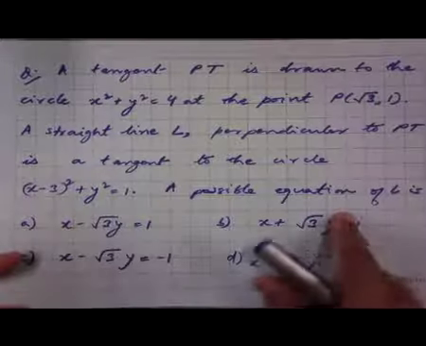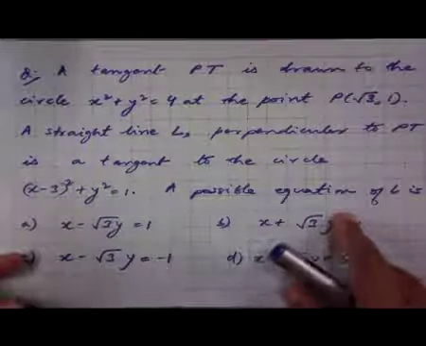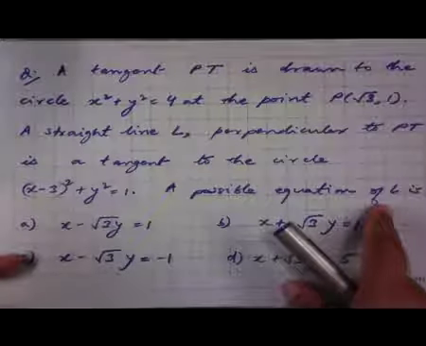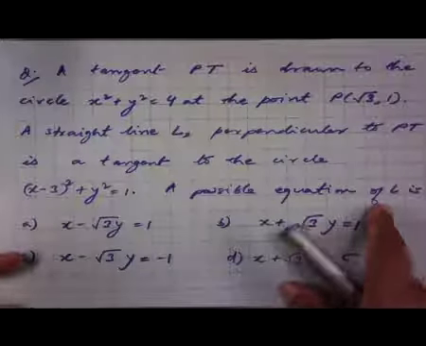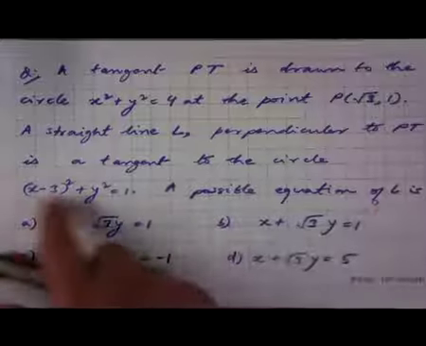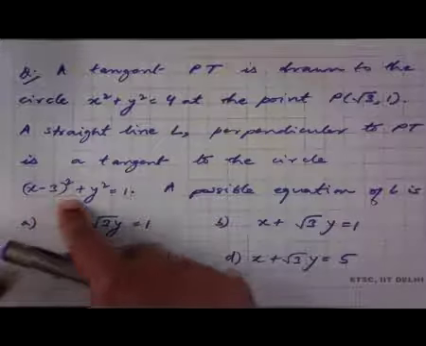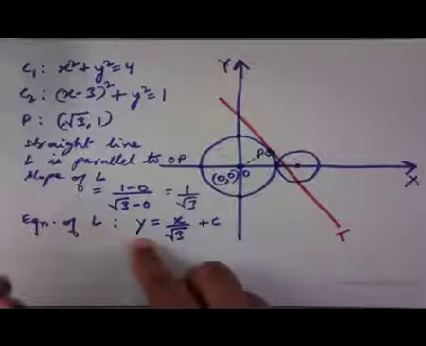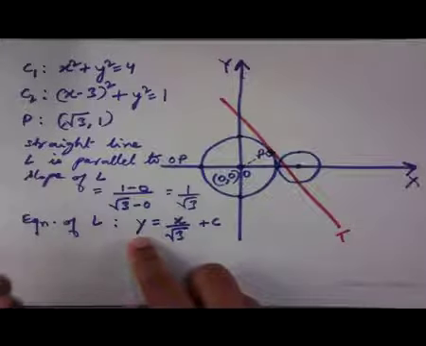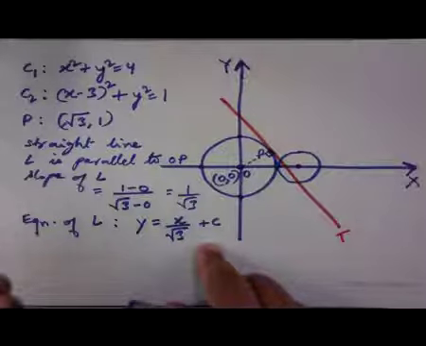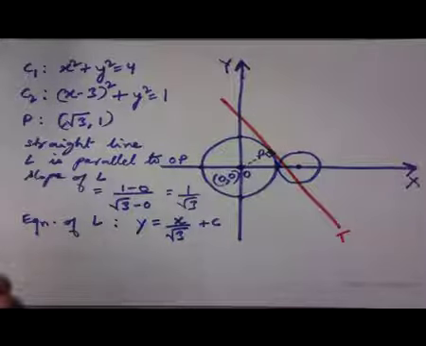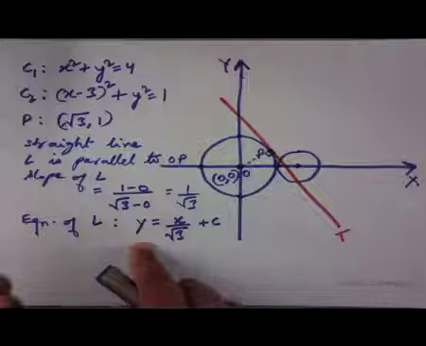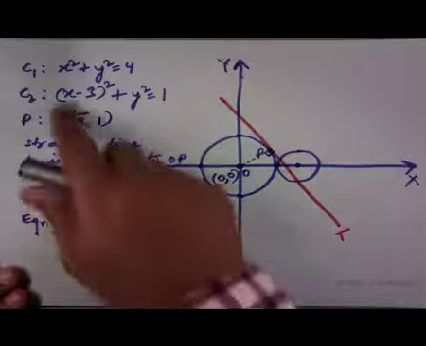So, this is the equation of the straight line L, and because the question is asking us which of these 4 possibilities is a valid equation for L, this line L has to be a tangent to this circle, to this smaller circle. Now, if this straight line has to be a tangent, what it means is that there is only one point where the straight line must touch the circle C2.